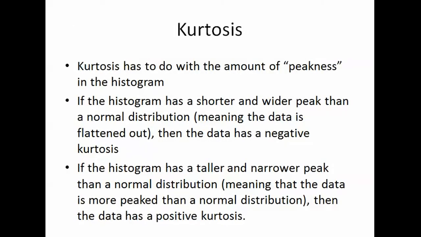We talked about kurtosis, which involves the amount of peakedness in the histogram. If the histogram has a shorter and wider peak than a normal distribution, meaning if the shape is flatter than a normal distribution, then that column of data has a negative kurtosis. If the column of data has a taller and narrower peak than a normal distribution, then that column of data has a positive kurtosis.